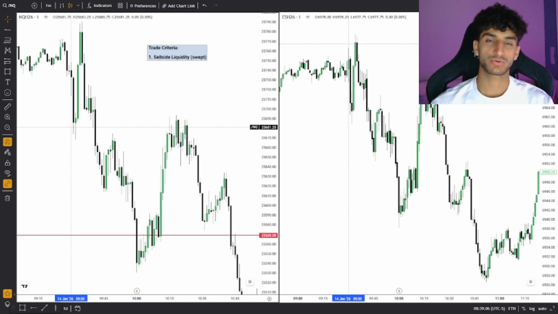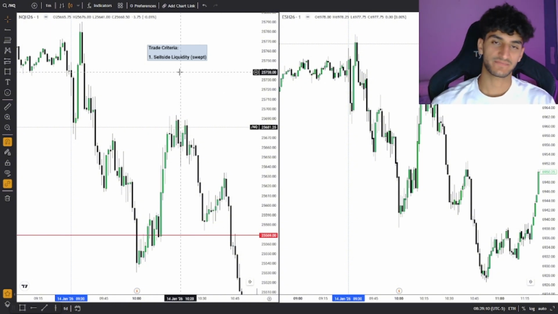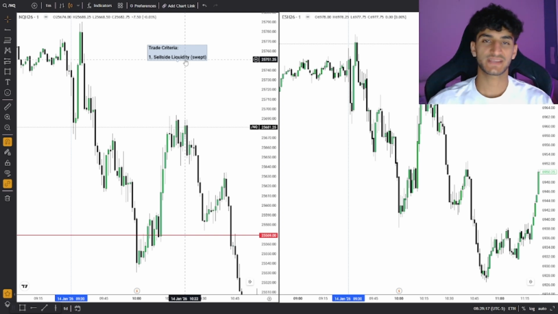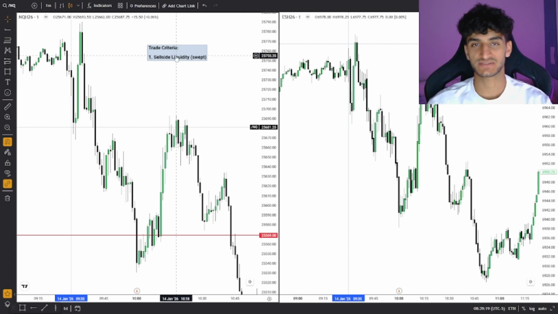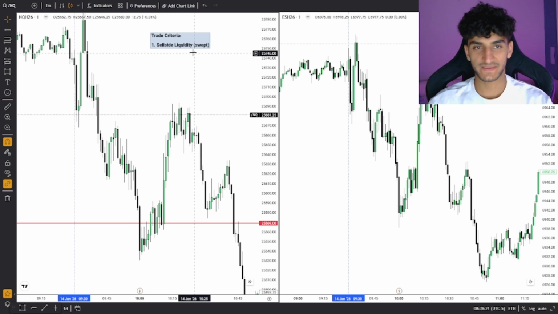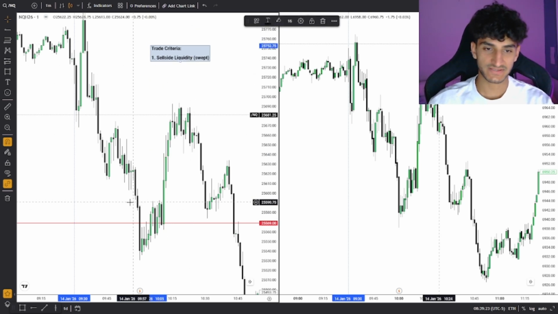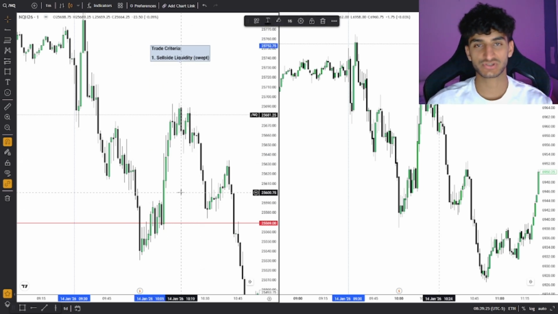Now, here is where we're going to be introducing the trade criteria, and this trade criteria must be met every single time before taking a trade. If one of these steps do not appear, we cannot take and execute the trade. So as we mentioned, the first step that we need to be looking for is a sweep of liquidity. We got that sell-side liquidity level swept.